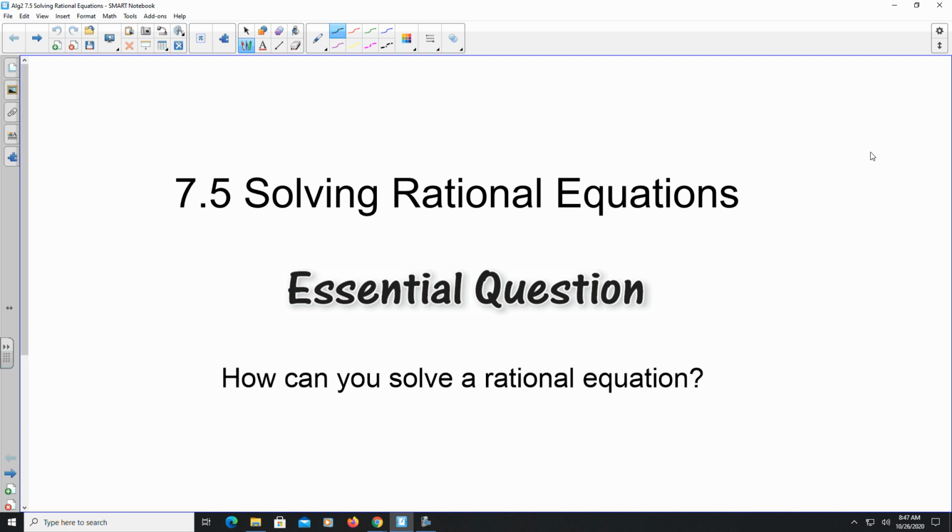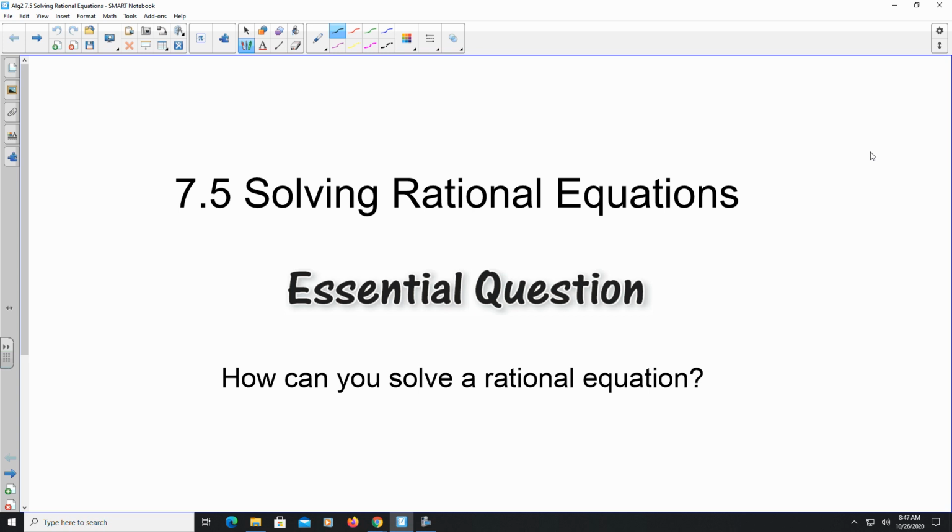In this lesson, we're going to be looking at section 7.5, where we're going to be solving rational equations. So, the central question on this slide asks, how can you solve rational equations? Well, we are going to be solving rational equations by using cross products or cross multiplication.